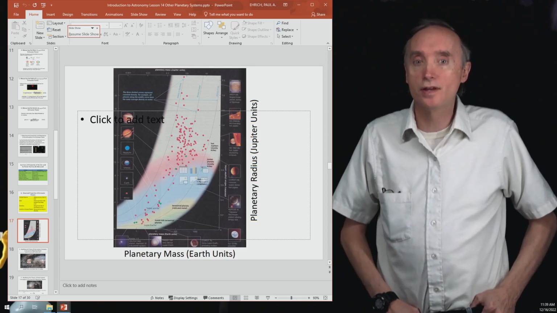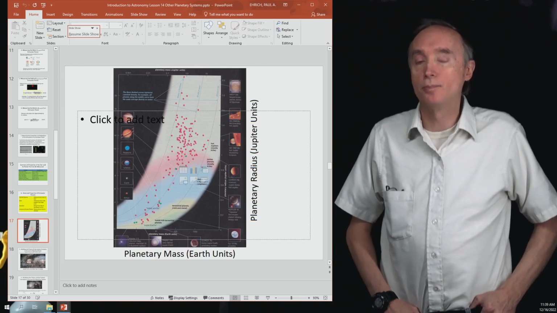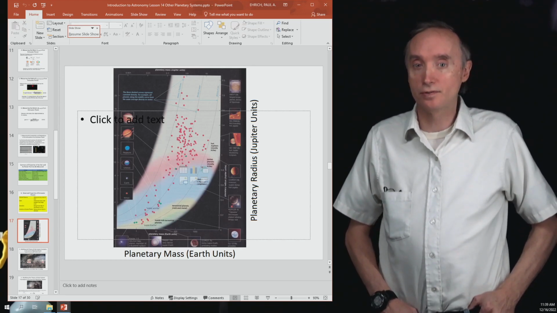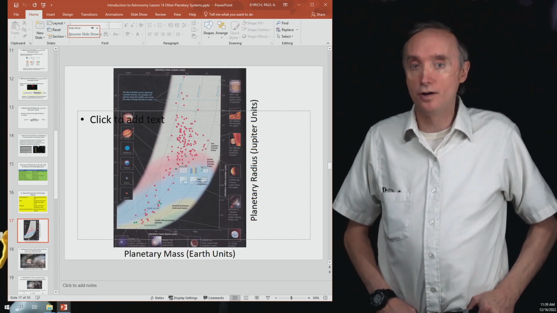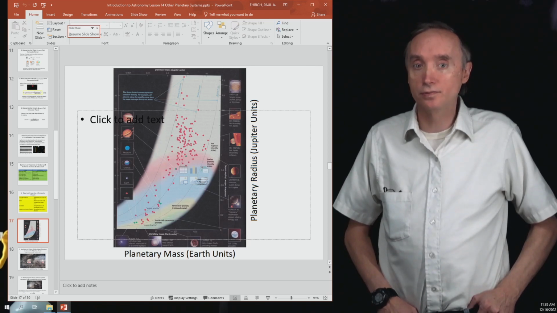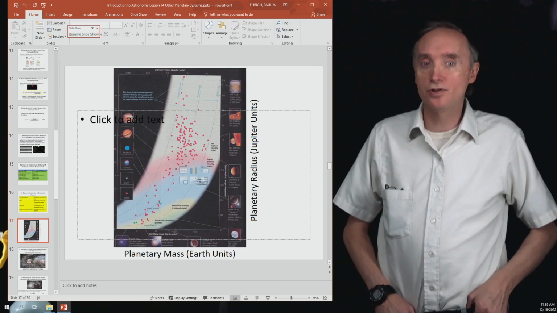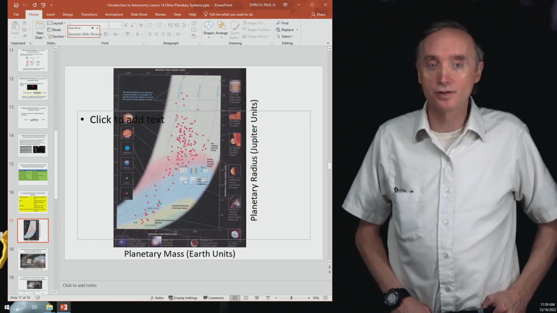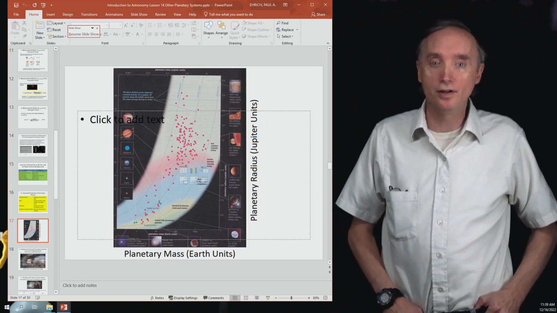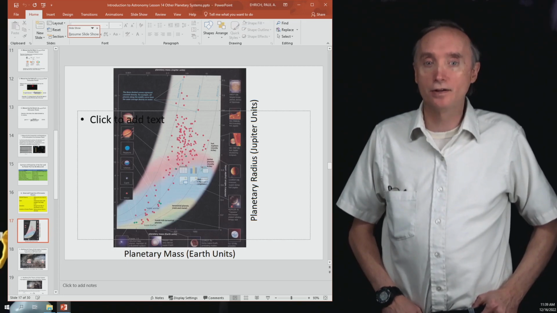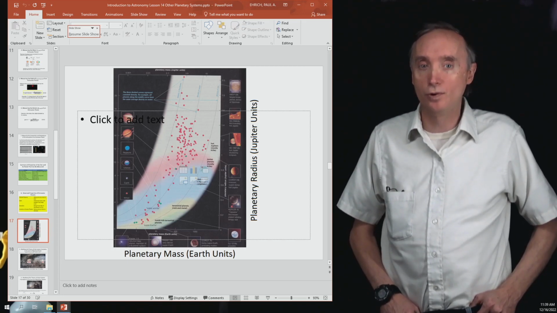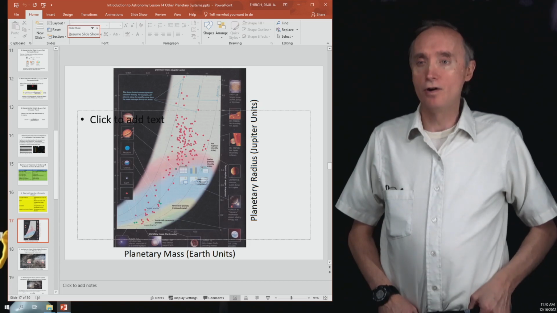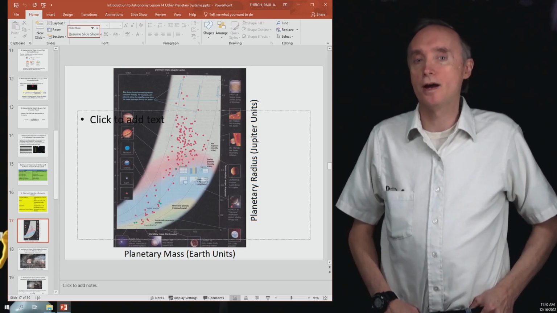So you'll notice that all of the planets in our solar system have been plotted onto this chart just for comparison purposes. Now I know that you can't read that chart very well, so if you want, you can stop the video and then you can expand it so that you can actually read what it says. But they've found all sorts of different kinds of planets.